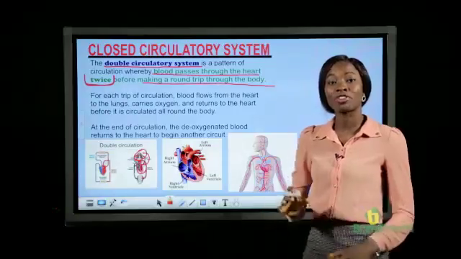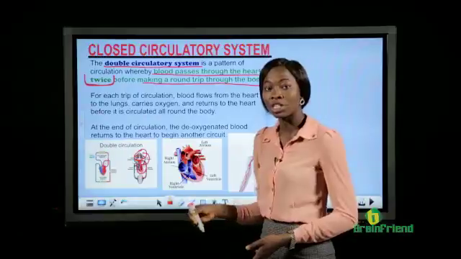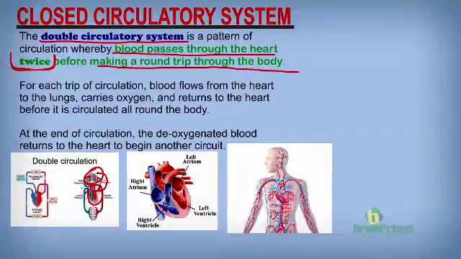So this is the second time the same volume of blood is entering the heart. The oxygenated blood gets to the heart, and the heart pumps this oxygenated blood through another network of arteries to the various parts of the body. This is a double closed circulatory system because that blood entered the heart twice.